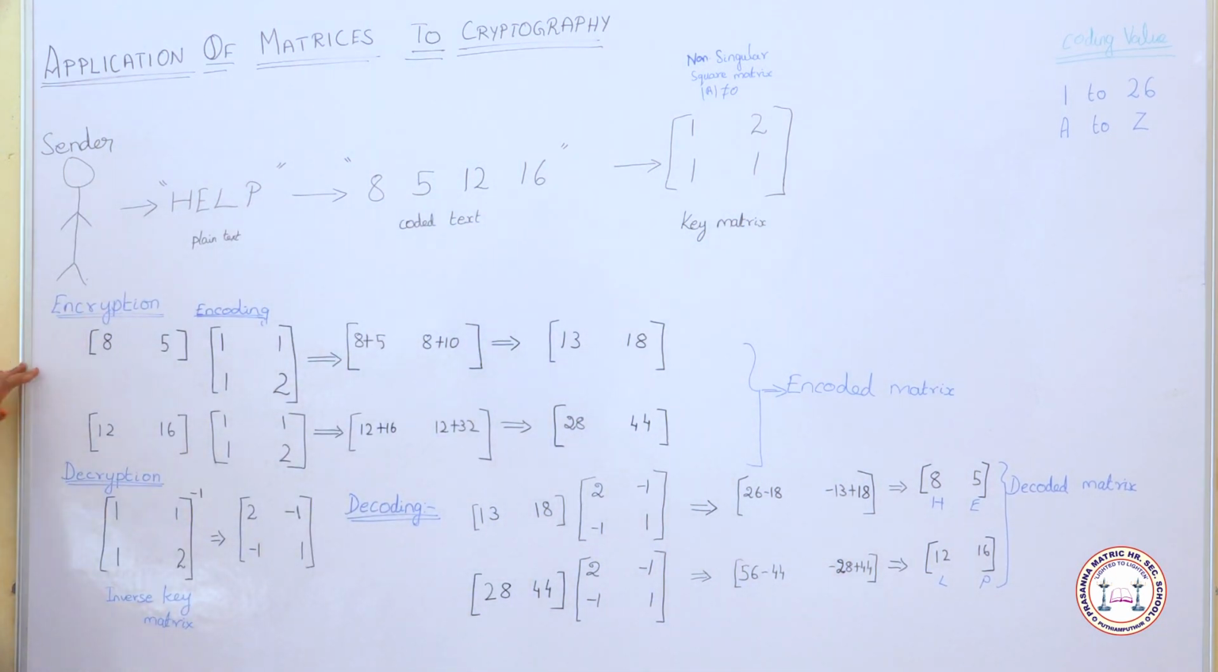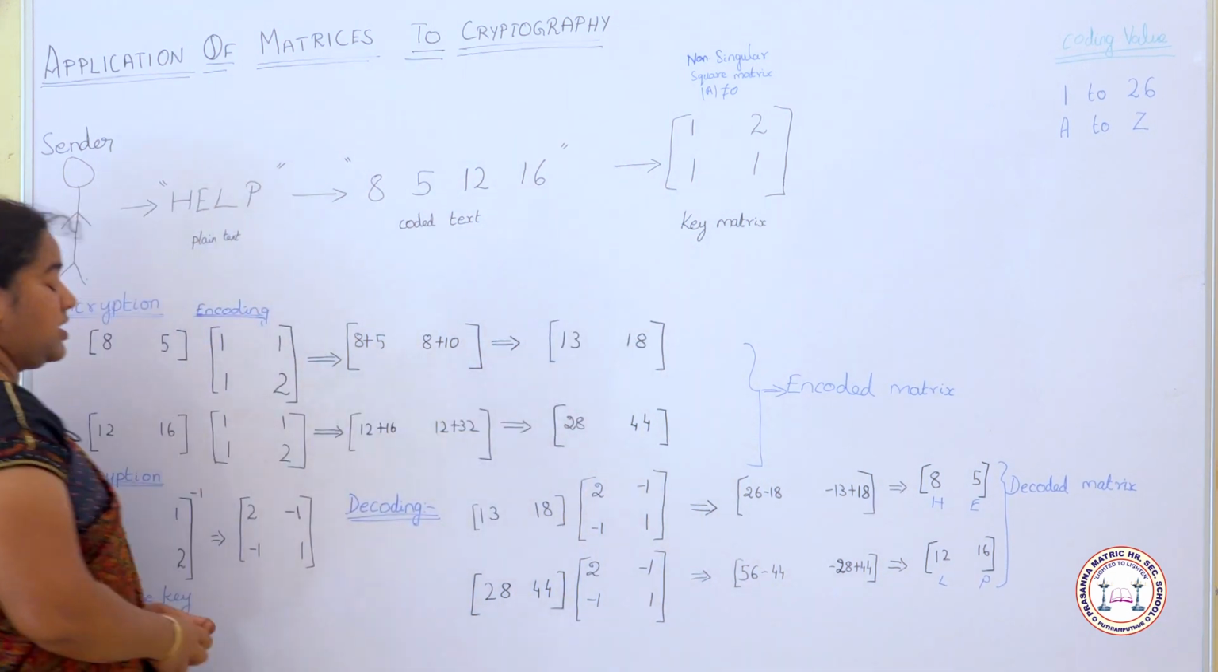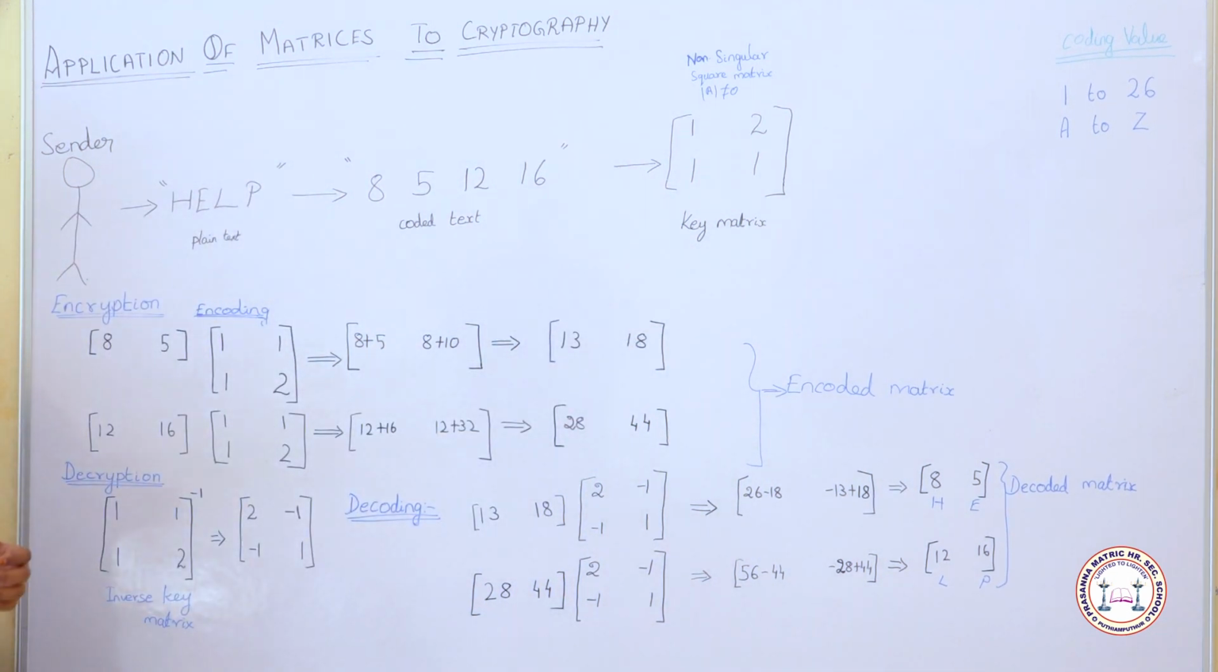After that, the second process is called the decryption process. It is done at the receiver end. For that, we have to find the inverse of the key matrix. So without this key, the receiver cannot retrieve the message. So first we have to find the inverse of the key matrix.